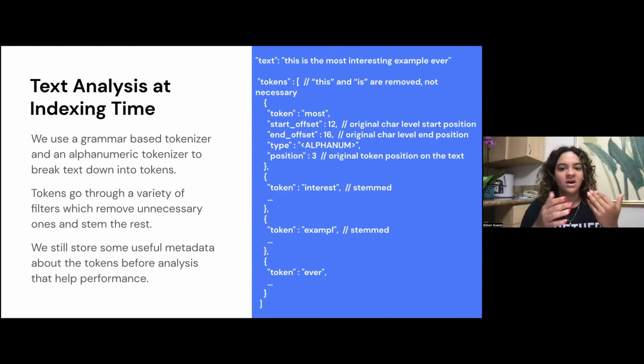And we also store other useful metadata about tokens before analysis to improve performance. So like, let's say this, after tokenizing, this example still keeps the start offset position, the end offset position, and the position in the original string. These are all things that just help improve performance and will help down the line for things like highlighting. So yeah, we indexed more robust metadata and analyzed metadata about each particular field to help out with our search.